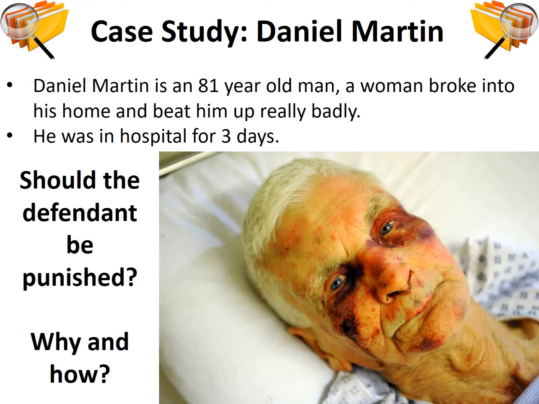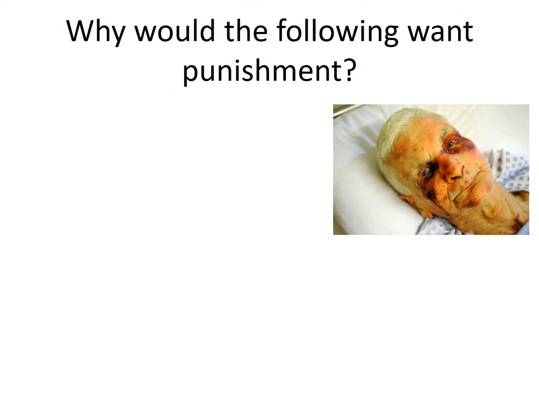This man is called Daniel Martin. Now, Daniel Martin is an 81-year-old man. A woman broke into his home and beat him up really badly. He was in hospital for 3 days. Now, we've got the question here. Should the defendant be punished? Why and how? Now, if we think about why the following people may want punishment, so reasons for punishment.